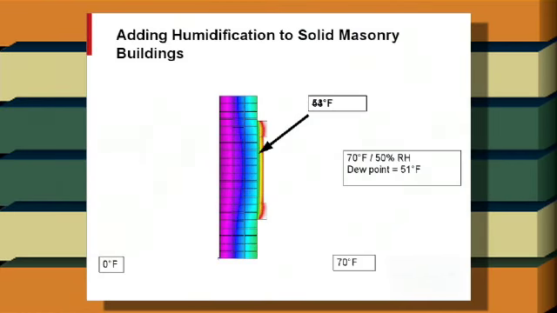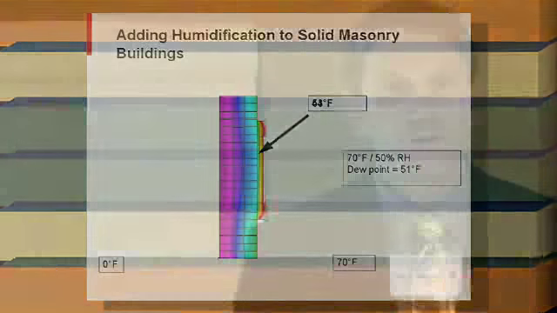Adding humidification to solid masonry buildings. If you have a thick enough masonry wall, frequently the thermal performance of it is sufficient to sustain some level of elevated humidity without causing condensation. And that's why it's important to run these analyses. But if you have 70 degrees Fahrenheit, 50% RH, and a dew point of 51, and at 0 degrees outside, 70 degrees inside, the dew point may just stay sufficiently high to avoid condensation under most conditions.